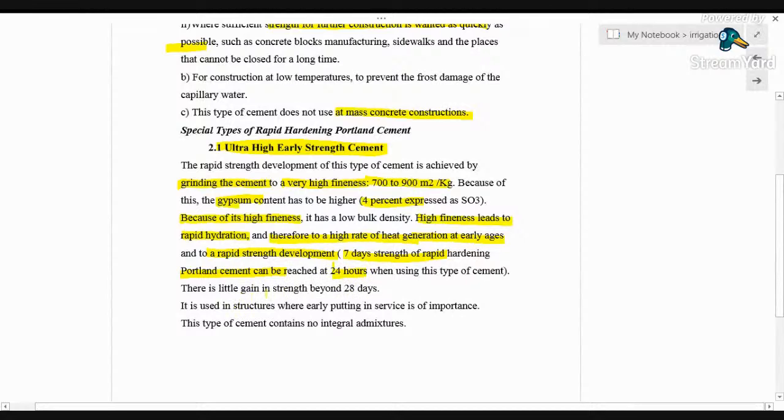So at 28 days, the rate of strength gain is not that much. There is very little gain in strength at the age of 28 days. So generally it is used in structures where early putting in service is very important. We cannot delay the construction. We want to use that structure very quickly. So there we can go for ultra high early strength cement, and this type of cement contains no integral admixture. There is no admixture we are using in this type of cement.